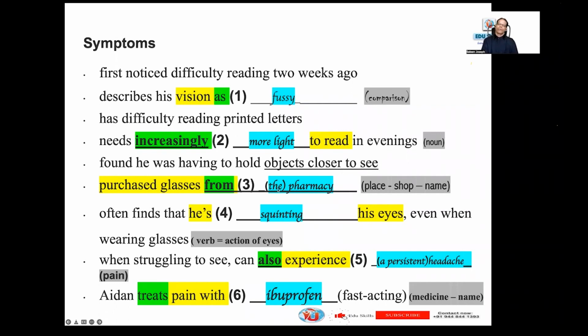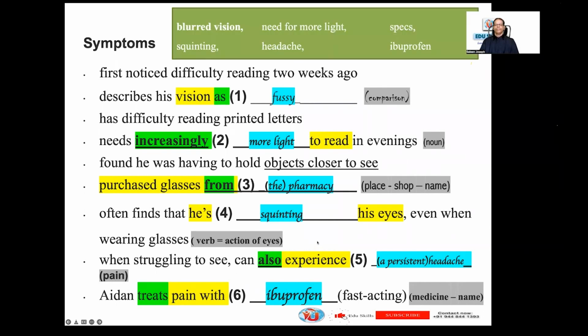The bracket is given. If you write pharmacy, it is right. Even if you write the pharmacy, both are right. Okay, that's why the bracket is given. Sometimes there will be 3-4 brackets. Either you can use any of them or all of them, or you can write without those also. There you will not be penalized. And he is squinting with his eyes, and also experiences a persistent headache or a headache or persistent headache or whatever. All these things are right, and treats with ibuprofen.